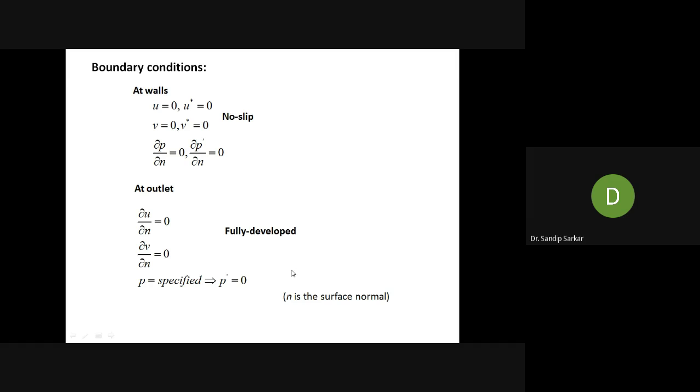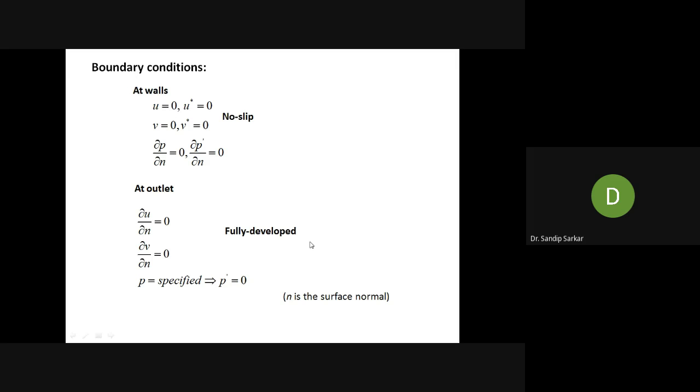What about the pressure? At the outlet, if you specify the pressure value, that means if you have atmospheric pressure, that is P equal to 0. If we specify the pressure value, then pressure is already known, that means the correction is 0, that is P prime equal to 0. At the outlet, the atmospheric pressure has to be satisfied. Pressure is specified at the outlet. If pressure is specified, there is no correction needed on the pressure. That means P prime is always 0 at the outlet.